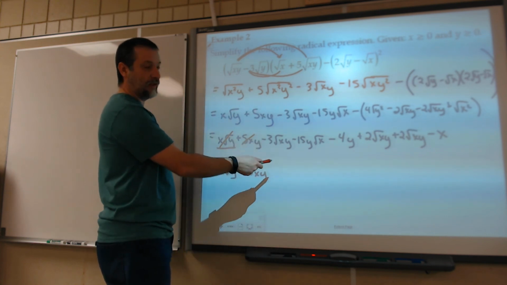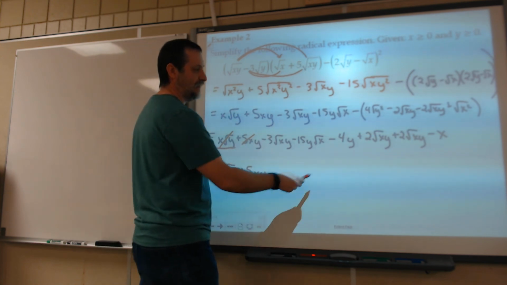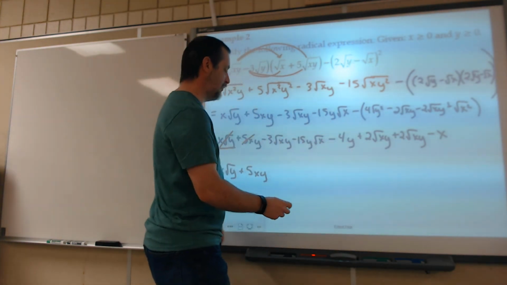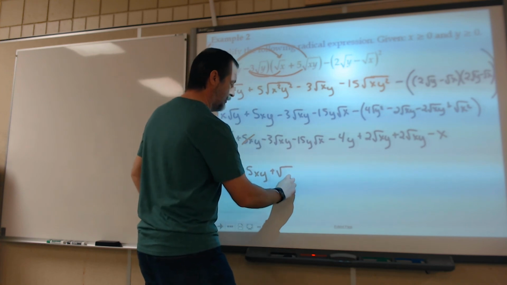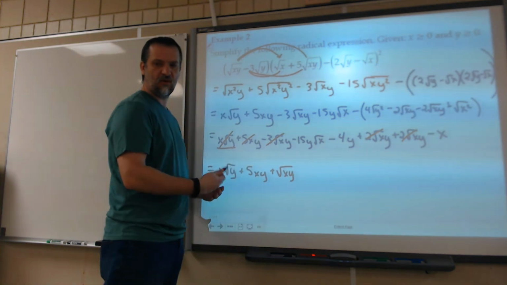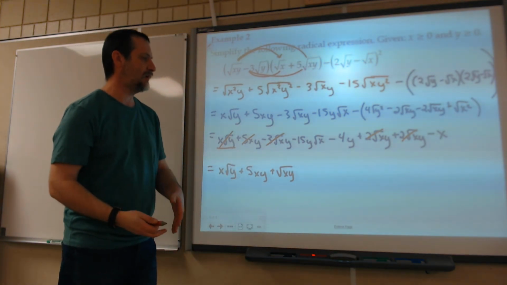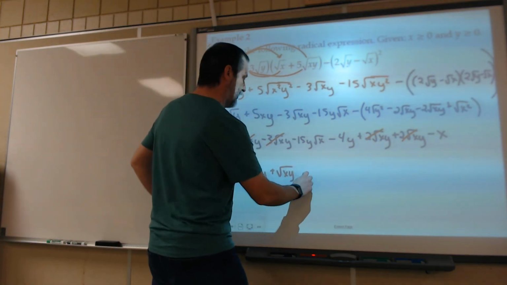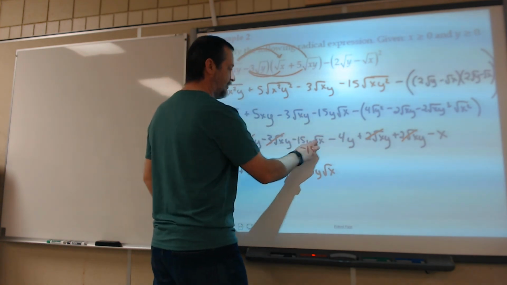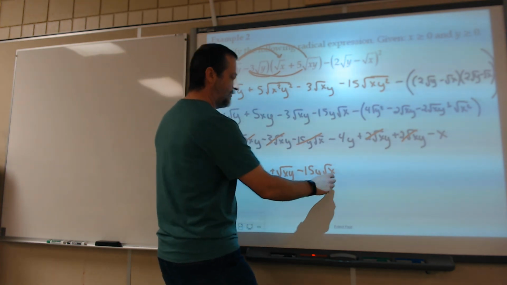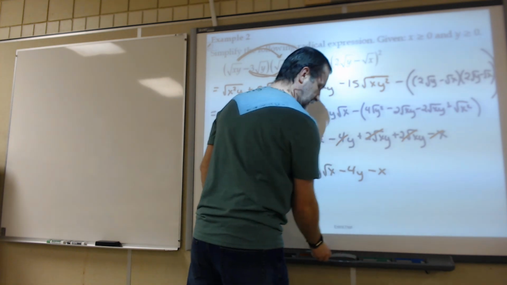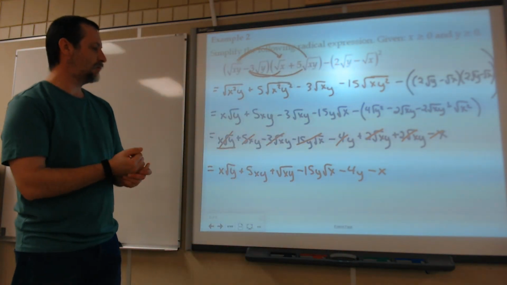Minus 3 root xy. Do I have any other root xy's? I have one there, and I have one there. So I have minus 3 plus 2 plus 2, which is going to leave me with 1 root xy. So that's taken care of. And I'm just crossing them off as I go, methodically, to make sure I get everything. Right? Minus 15y root x. That's the only root x I had left. I have minus 4y, done. Minus x, done, and that is that. So they've all been worked through and simplified.